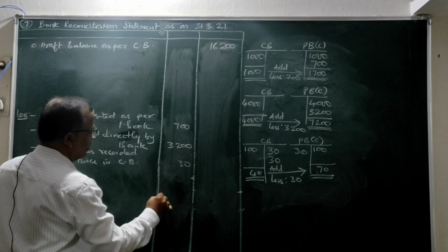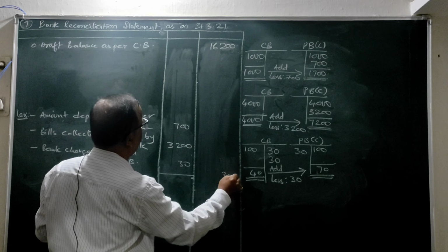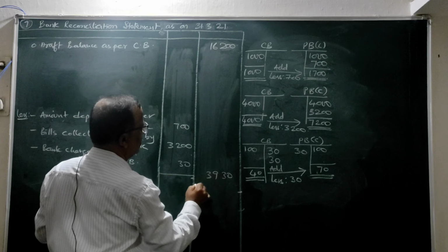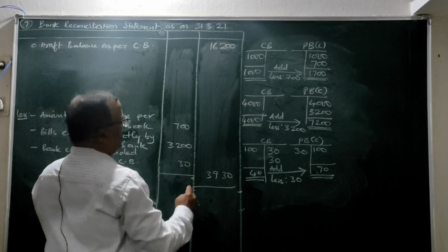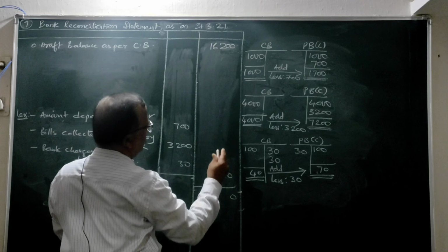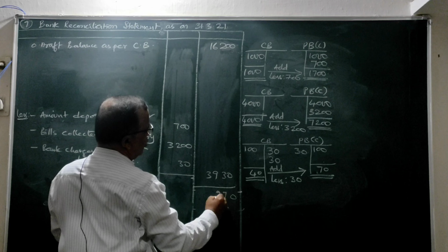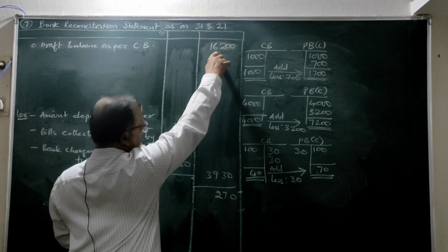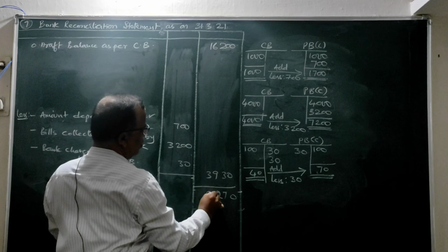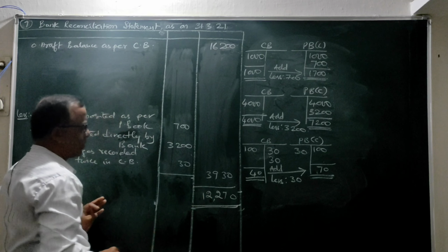So all are less only. No add items are there. So add these 3, so it will be 3,789, 3,930. So from this, if you subtract: 10 minus 3 is 7, 11 minus 9 is 2, whereas here 5 will be there, 5 minus 3 is 2, that is 1. So 12,270 is the balance left over here.